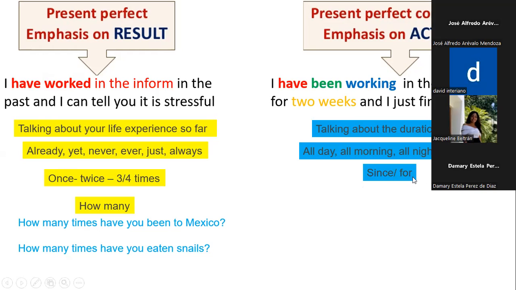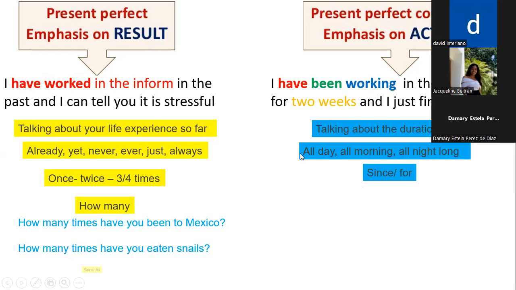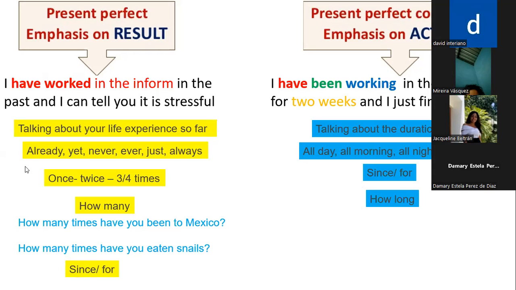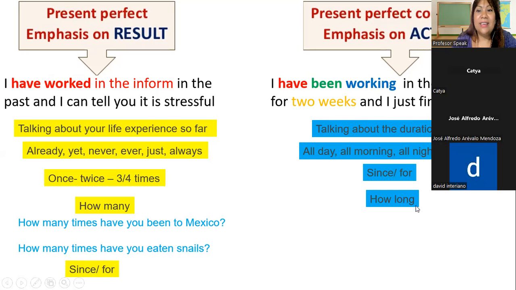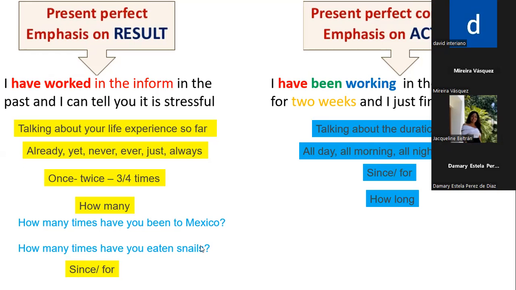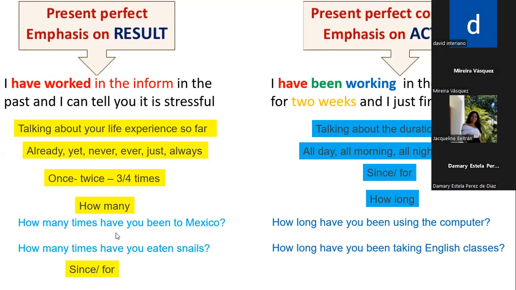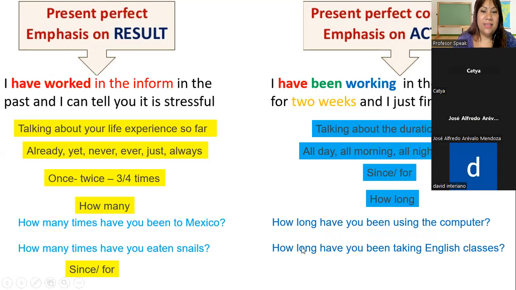Since. For. Okay, very good. Since and for means direction. Next one. Continue. Let's see, David. How long? Okay, what is happening for how long? ¿Cuánto tiempo? ¿Qué tanto? Very good. Long time. There you go. So, Jose, continue with example. Okay, teacher, how long have you been using the computer? How long have you been taking English class? Okay, one is how many times, you say once or twice, and the other one is how long. You have to give a time frame, okay?